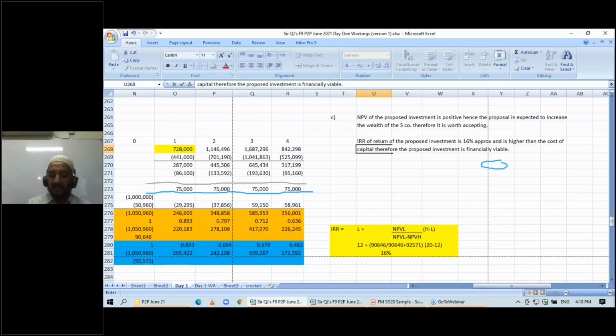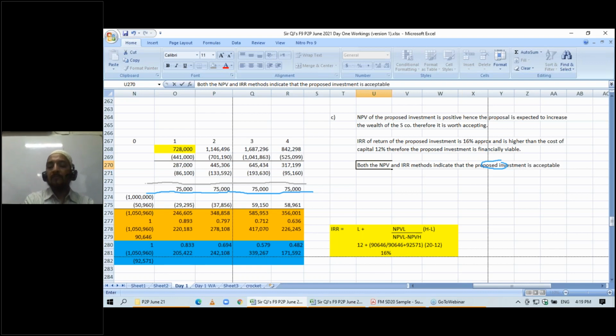Okay, so over here the rule is that in order for a project to be acceptable, your cost of capital should be less than the internal rate of return. So your cost of capital is 12%, which is lower than the internal rate of return. Therefore, the project is acceptable. So the conclusion is that both the NPV and IRR methods indicate that the proposed investment is acceptable. Okay, now this was the evaluation, the first part of our answer.